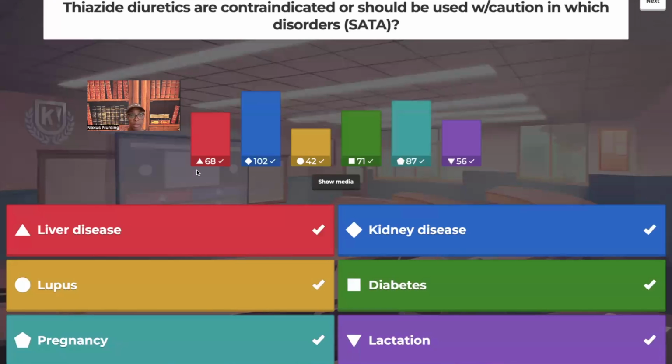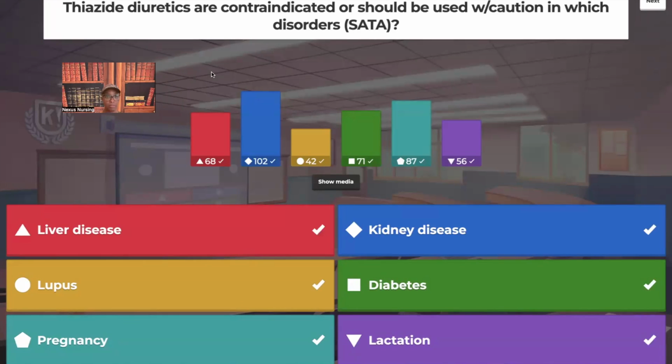All right, let's talk about this. All of them, guys. All of them. Let me explain to you why. The first two, liver disease and kidney disease. Guess what? Across the board, when it comes to medications, when it comes to pharmacology, it does not matter what the medication is. It doesn't matter what the drug class is. If the patient has a liver dysfunction or kidney dysfunction, you are going to, at the minimum, give this medication with caution. Why? I want you to think about it, guys.